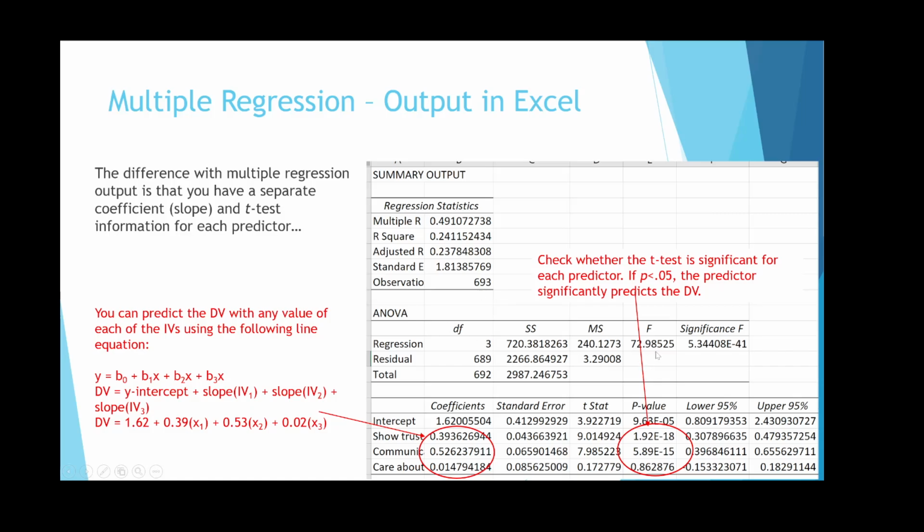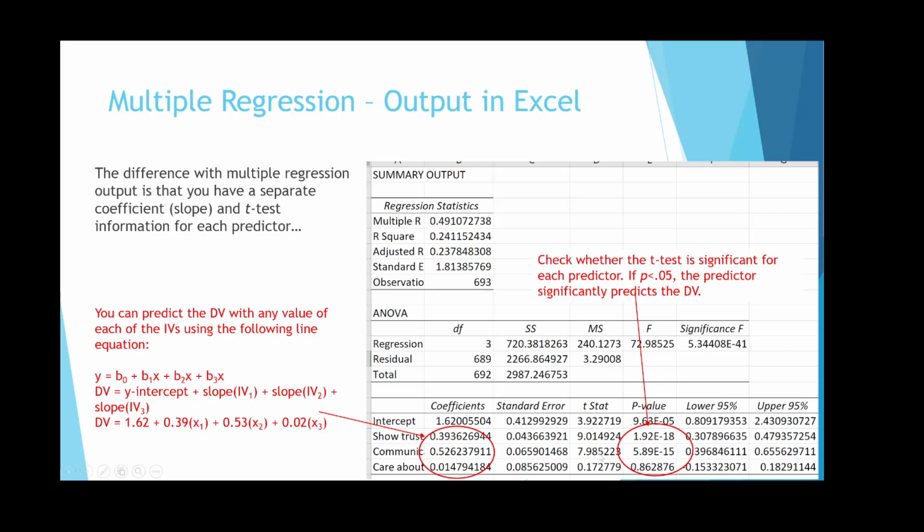Then for our F-test, we have our F-test statistic here and our p-value. Now remember that e to the negative 41, we're moving that decimal place to the left 41 times. This is a really small p-value. So since our p-value is less than 0.05 alpha, we're going to conclude there is a relationship. Now the F-test, I want you to know this. The F-test tests the entire model. So all three predictors together do significantly predict happiness. That's what that tells us.